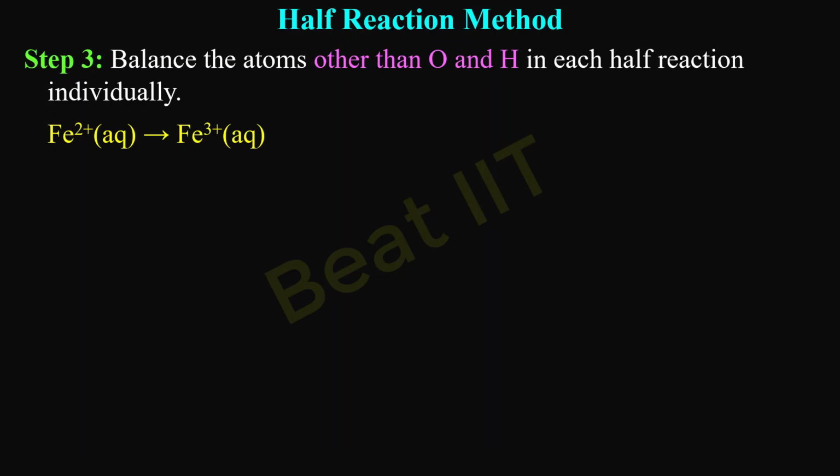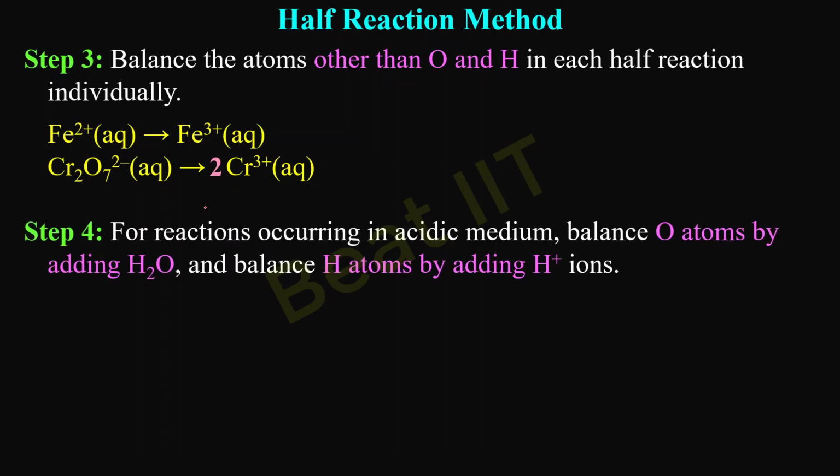So if you see, iron is already balanced. In oxidation half, iron is balanced. We don't need to bother about it. This is other than oxygen and hydrogen I am talking about. But in reduction half, if we see, here we have 2 chromiums. On right hand side, we have only 1 chromium. So we need to place 2 here. Now chromiums are balanced on both sides. Step 3, balance atoms other than oxygen and hydrogen.